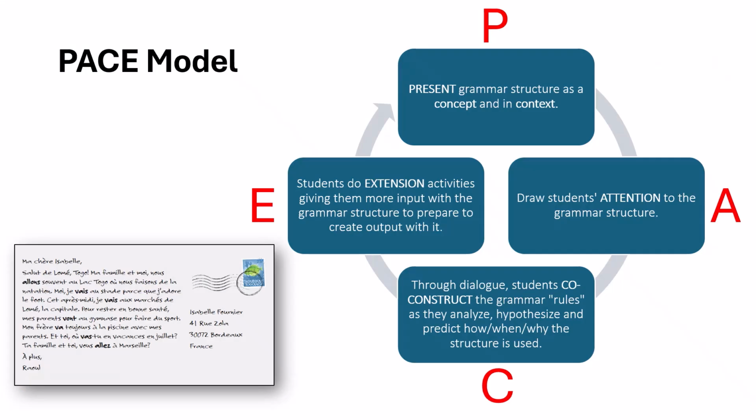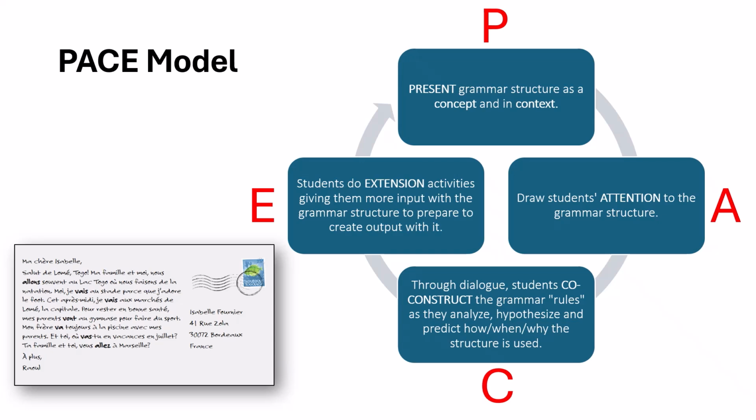One fantastic tool to help you teach grammar inductively is the PACE model. So here are the steps to the cycle. The P stands for present. So this is where we're presenting the new grammar structure as a concept, as an idea, and we're presenting it in context. The A is when we draw students' attention to that new grammar structure.